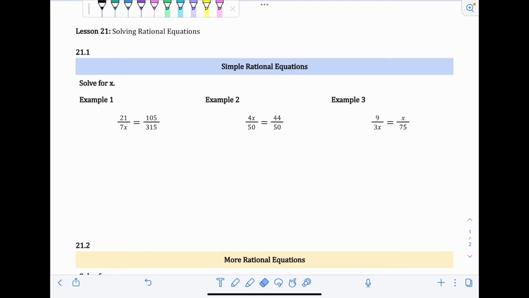Lesson 21 is solving rational equations. The word rational means something that can be written as a fraction. So if you see rational equations, that usually means equations that involve fractions. And if we look at 21.1, it's simple rational equations.